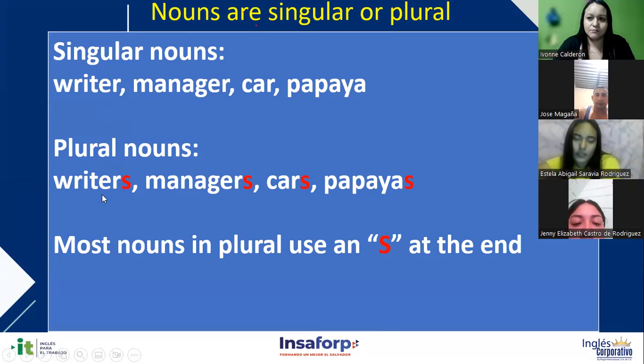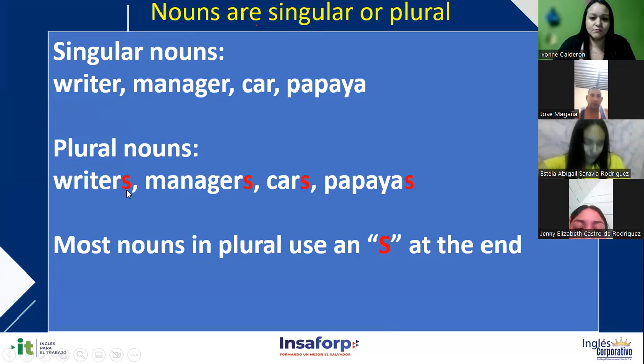Then, if you want to change singular to plural, we add an S. Si queremos pasar en inglés de un nombre singular a plural, le agregamos la S. Look. Writer, writers. Manager, managers. Car, cars. Papaya, papayas. Okay, good. So most nouns in plural use an S. La mayoría de nombres le vamos a agregar una S para cambiarlo al plural, okay? Good.